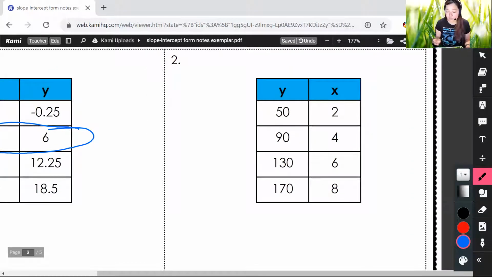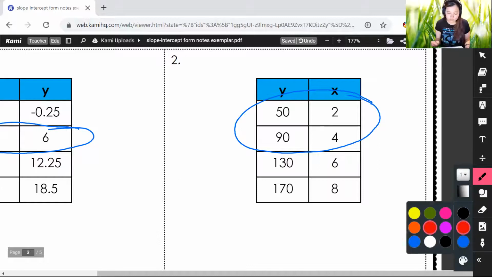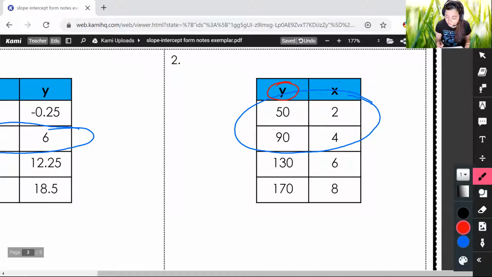So the first step is we want to pick 2 points. Usually I've found over the years that students like to just go with whatever the first 2 points are. Let's do that. Now, this is one of those where y is in the first column and x is in the second column. So you have to be careful when you're labeling. If this is our first point, this is our second point. This is our y1, x1, y2, x2. Got to be very careful with that.